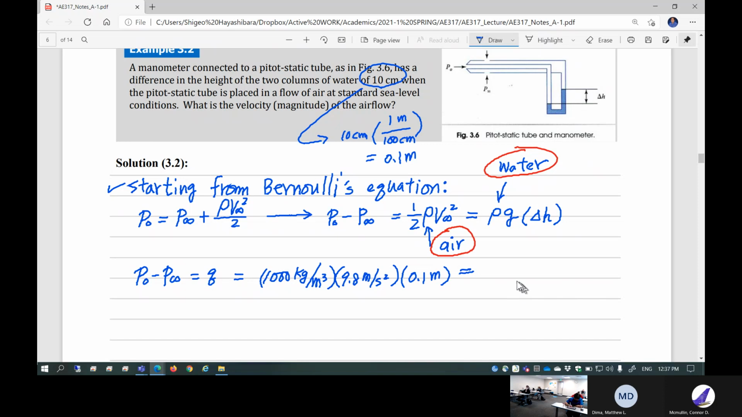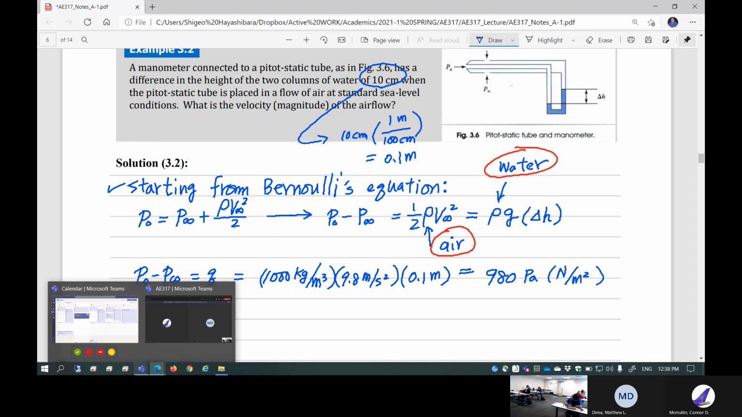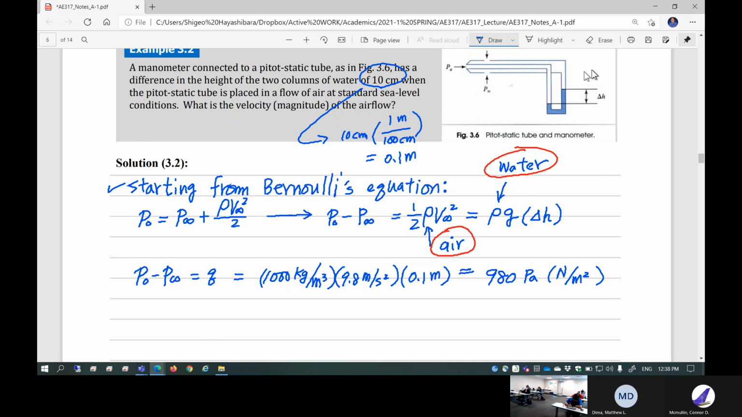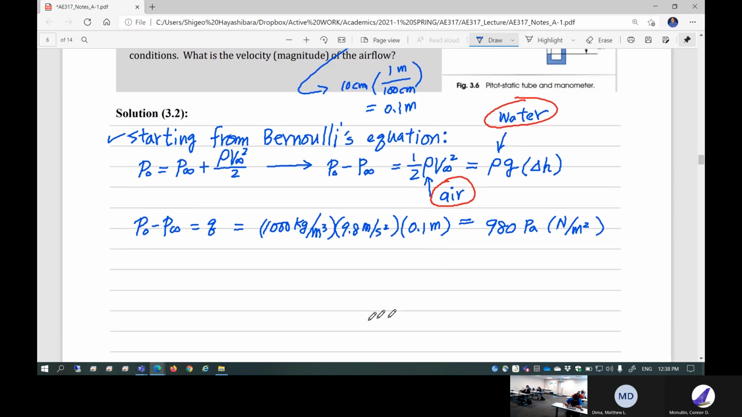So if you calculate this, what do you get? Actually, you don't need a calculator for this, but you can go ahead and pre-punch your number because I don't do it. 980. Yeah, you don't need a calculator. 980, what's the unit? Pascals, correct. Pascal is Newton per meter squared. So this is what we know. This is the dynamic pressure.